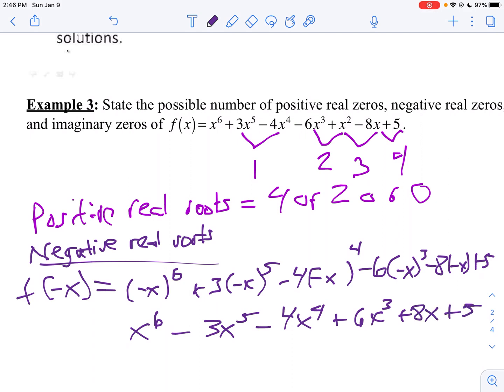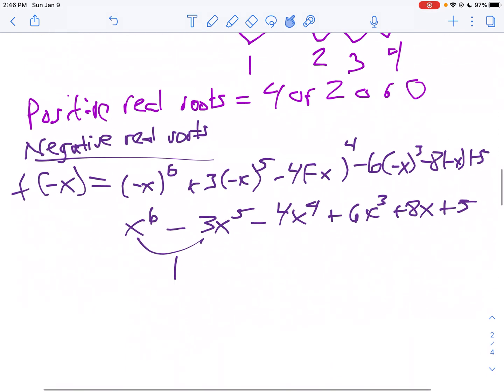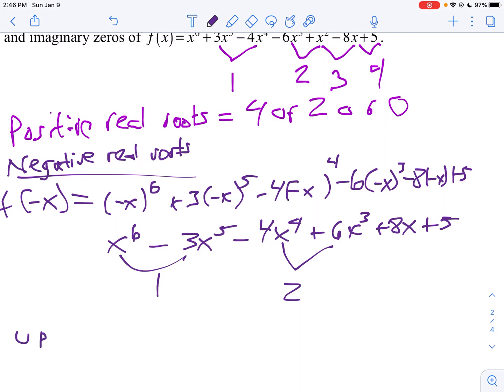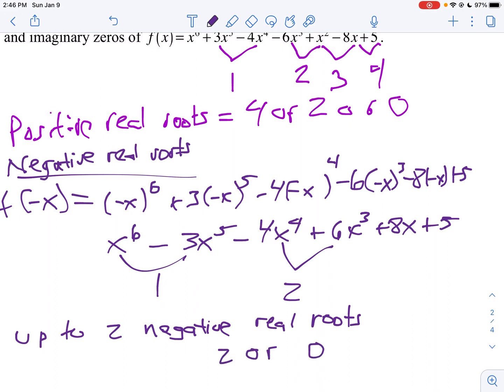Now let's count the sign changes. So here's one sign change from positive to negative. And then from negative to negative stays the same. Then I got negative to positive. There's another sign change. And then it stays positive. So I have up to 2 negative real roots. Or, when I say 2, that means I could have 2 or 0 real roots.